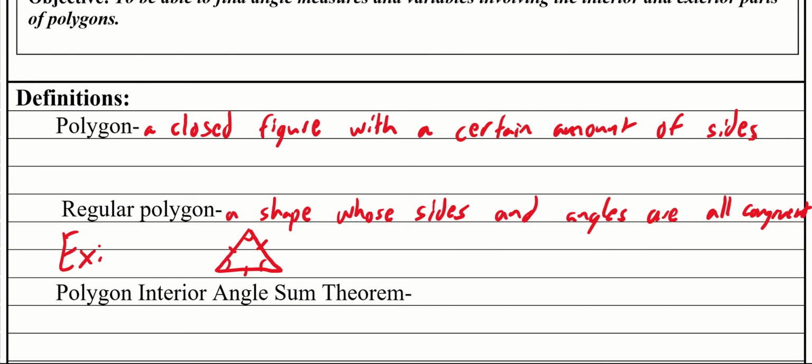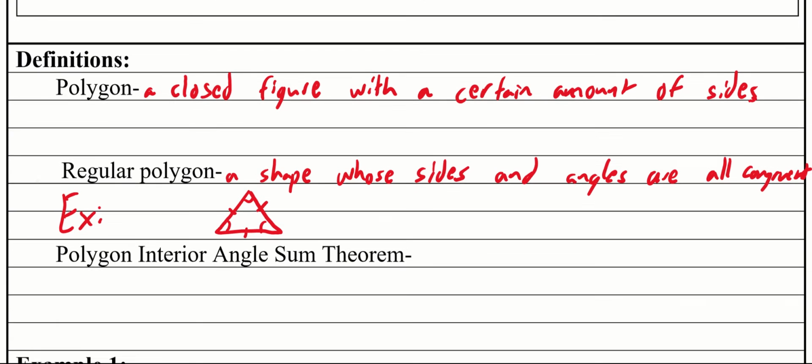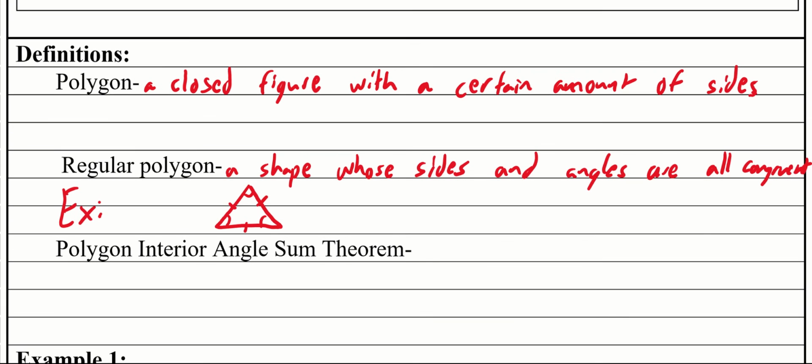It doesn't necessarily mean the angles and sides are congruent to each other, because remember the angles have to add up to a certain number, sides do not, but it just means all the sides are the same, all the angles are the same.